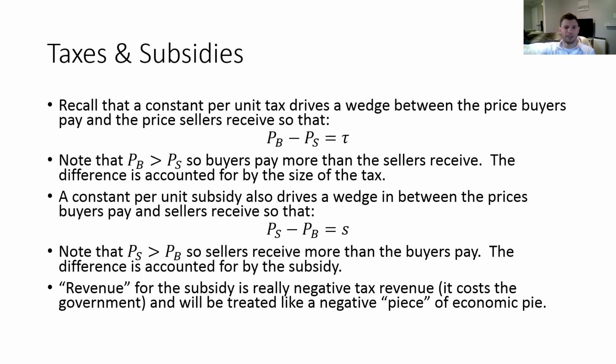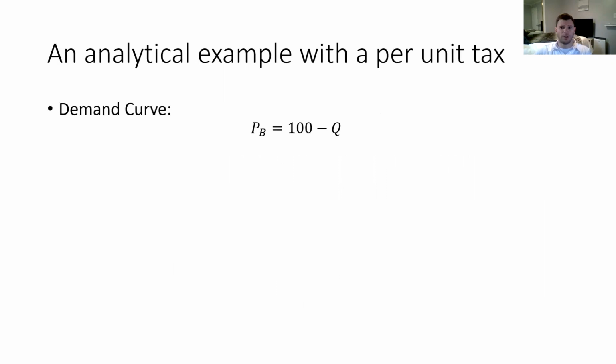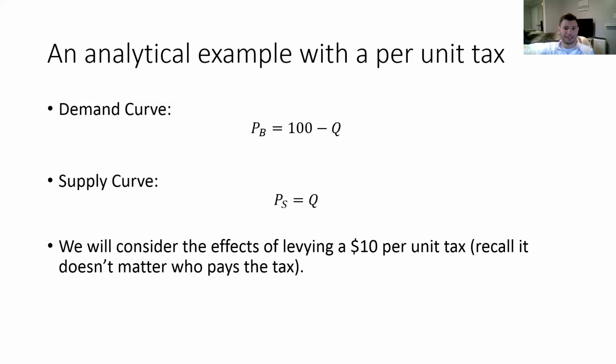I want to basically jump back to the analytical example we looked at with the tax, and we started with the demand curve equation and a supply curve equation. And in our previous videos, we looked at an example where we levied a $10 per unit tax. And again, remember, it didn't really matter who we actually levied the tax on, buyers or sellers. It was actually the relative elasticities that determined who felt the incidence of the tax burden.